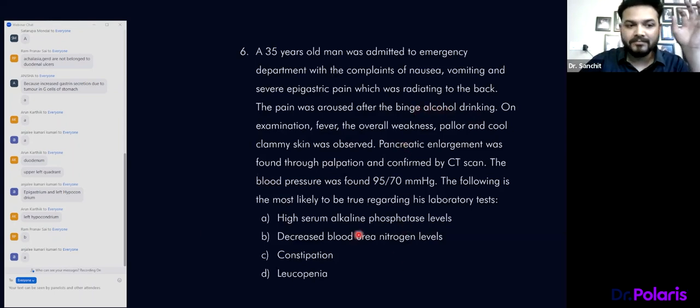Anyone? Okay. Anjali says A. Ram Pranav says B. Now, does any one of you want to go for C or D? Shifa also wants to say A. Okay. Anyone for constipation or anyone for leukopenia?